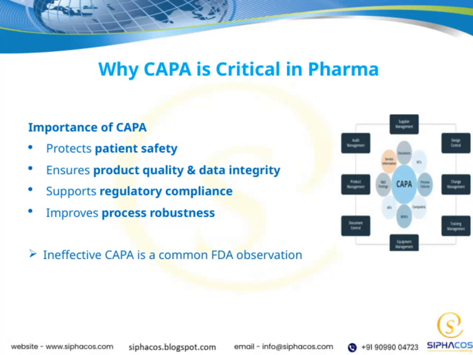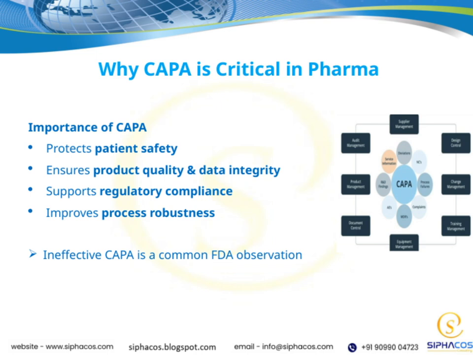Let's talk about the importance of CAPA, or corrective and preventive action. First and foremost, effective CAPA plays a crucial role in protecting patient safety. When issues are properly identified and addressed, it helps ensure that the products we deliver are safe for the people who rely on them. Additionally, CAPA is vital for maintaining product quality and data integrity. By investigating the root causes of problems, we can prevent recurring issues and uphold the high standards expected in our industry. This also supports compliance with regulatory requirements, which is essential to keep our operations running smoothly and avoid potential penalties.